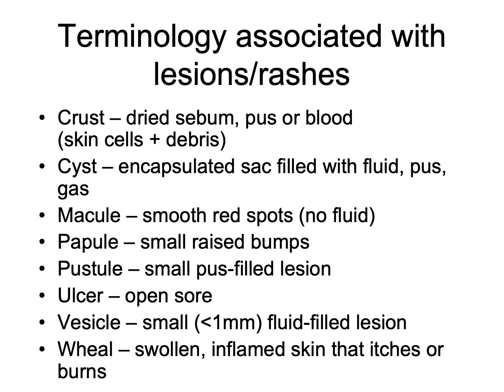A macule or a macular rash is very important to understand in both this chapter and some upcoming chapters. So a macular rash or a macule is a smooth red spot. There's no fluid, and you will see some photos of this coming up. A papule is a small raised bump, kind of like a pimple. A pustule is a small pus-filled lesion. You can kind of see that visible pus in that filled lesion.